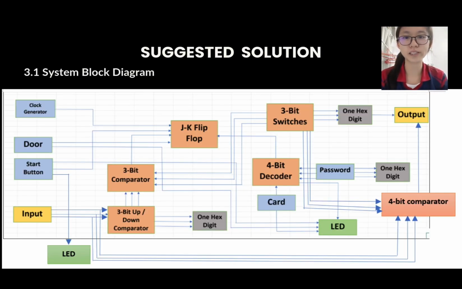This slide shows the block diagram of our lift control system. The clock generator controls the timing of the system, while the start button and door input ensure the lift only operates when it is safe. A JK flip-flop is used as a synchronous counter to track the current floor. The up or down input controls the direction, and the 3-bit comparator compares the current floor with the selected floor from the 3-bit switches. The floor number is shown on a hex display. For security, a card reader and password input are verified using a 4-bit decoder. The lift only operates when verification is successful. LED indicators provide status and error alerts.